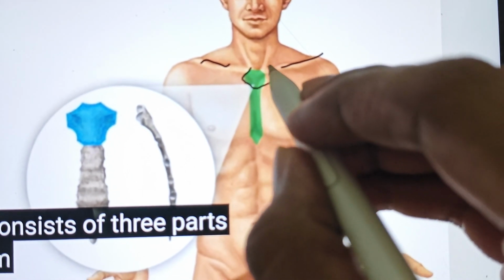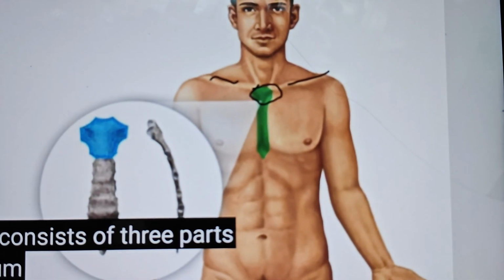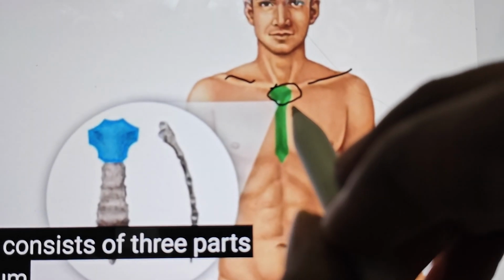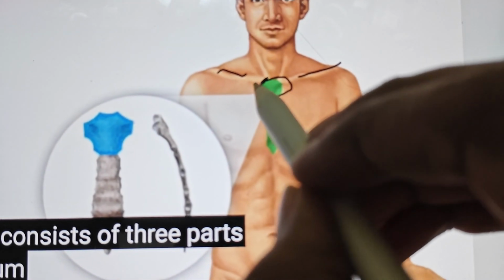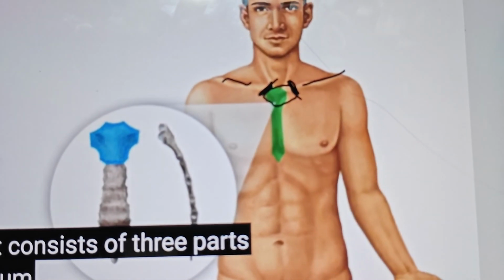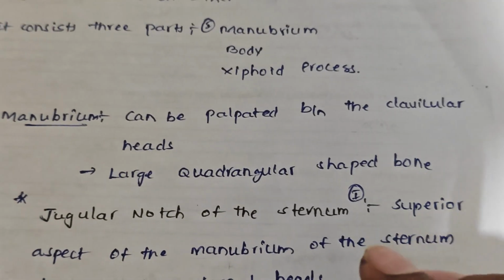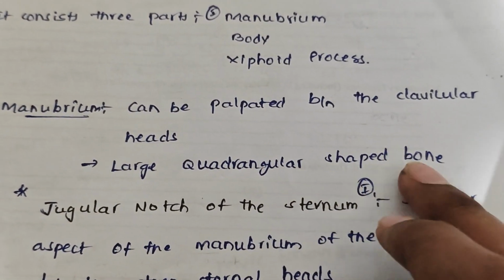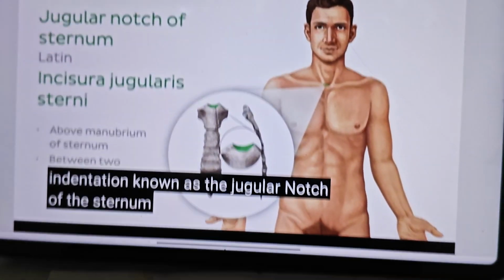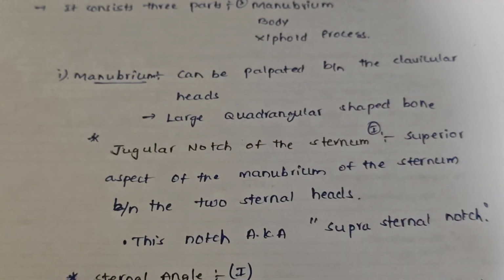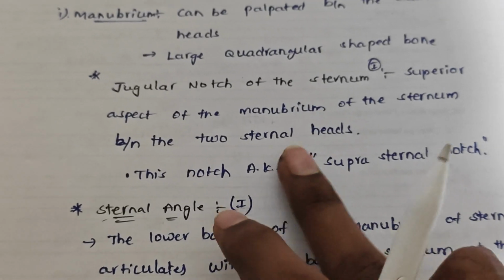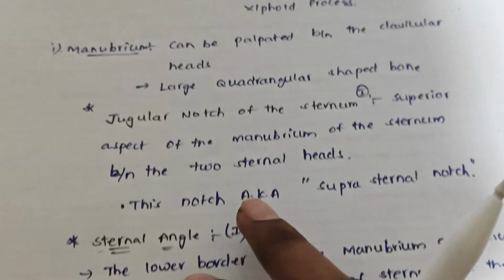This one you see right here is the manubrium of the sternum. It can be palpated between these two sternal heads. This manubrium is a large quadrangular shaped bone. Before discussing the body of the sternum, there are two important features here. Firstly, the jugular notch of the sternum and the sternal angle.